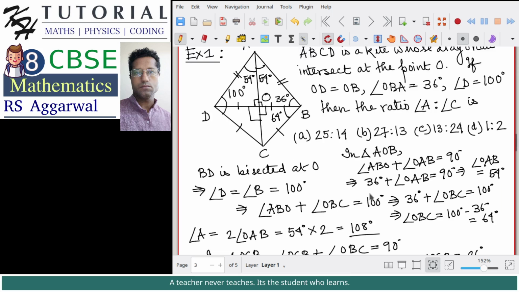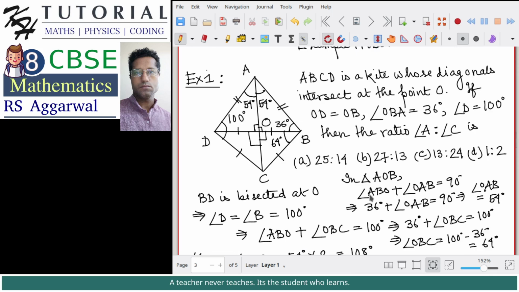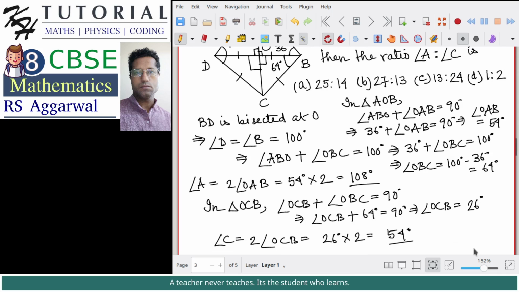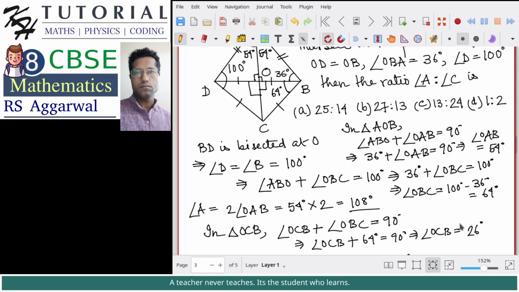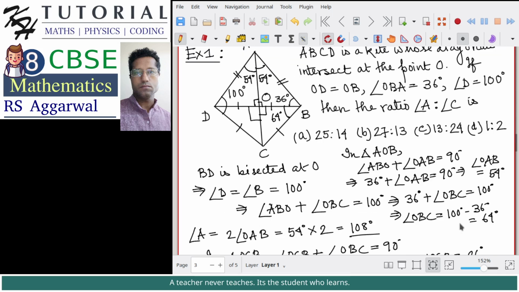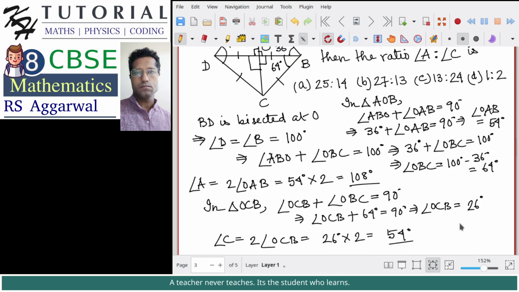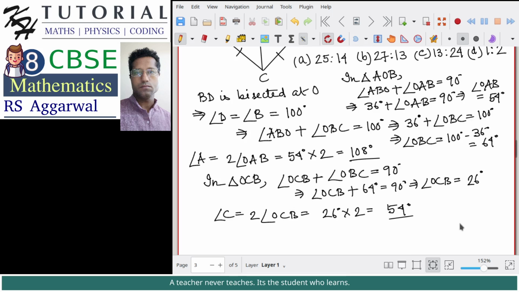Let me quickly check if I did the calculation correctly. D was given to be 100 degrees, so angle B should also be equal to 100 degrees, because the diagonal BD is bisected at O. If angle OBA is 36 degrees, we will have angle OBC equal to 100 degrees minus 36 degrees, which is 64 degrees. So angle OCB will be equal to 90 degrees minus 64 degrees, which is 26 degrees. So angle C will be twice 26 degrees, which is 52 degrees. Okay, that is fine.